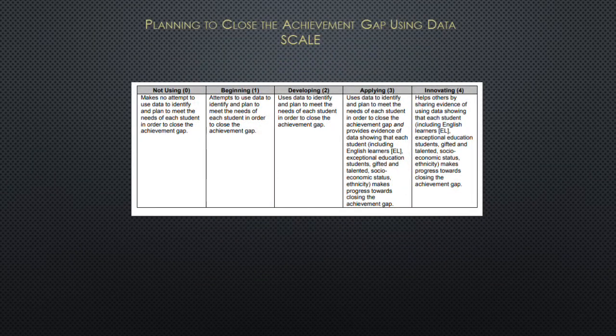The scale for planning to close the achievement gap using data makes a clear distinction between developing and applying. In order to reach the applying level, the teacher not only uses data to identify and plan to meet the needs of each student, but they also can provide evidence either during the observation or during the conference to show progress towards closing the achievement gap. Once again, for a teacher to score innovating, the teacher must also then share evidence of helping others with using data to close the achievement gap.